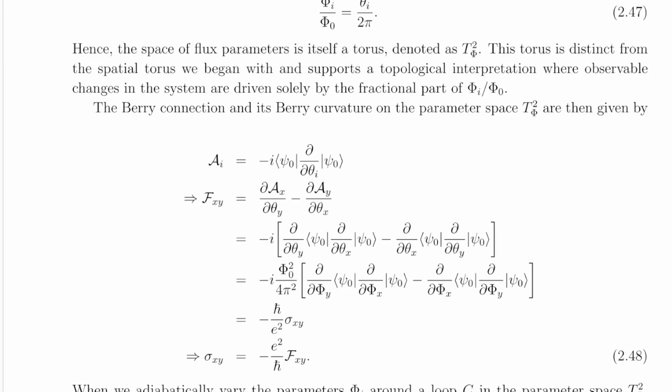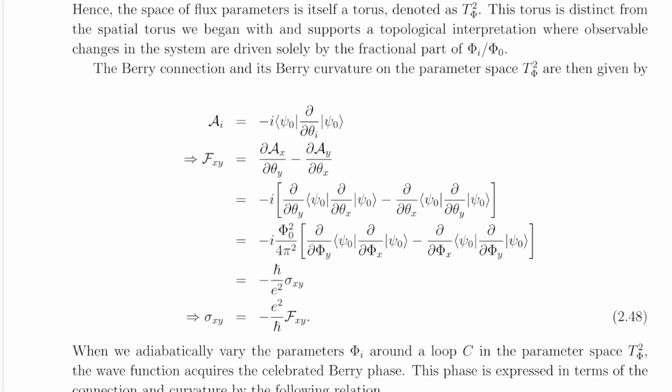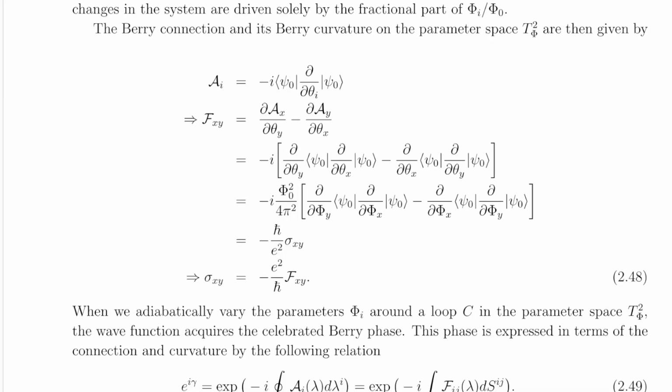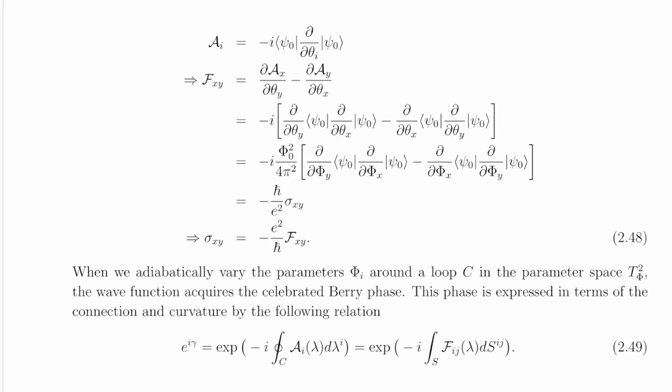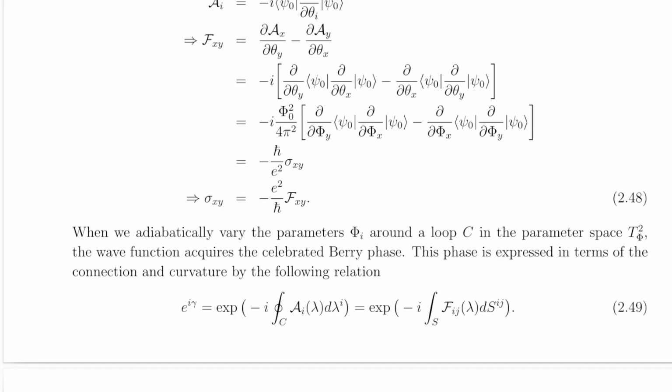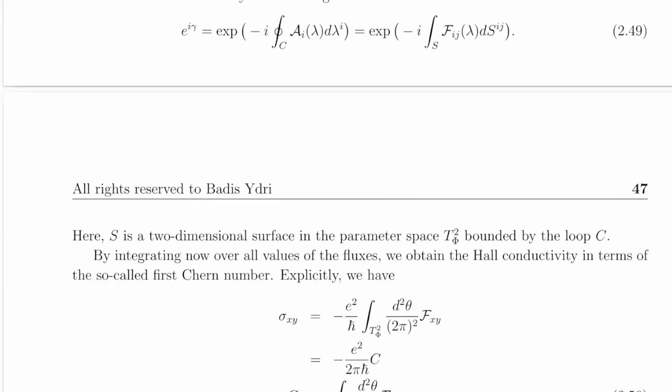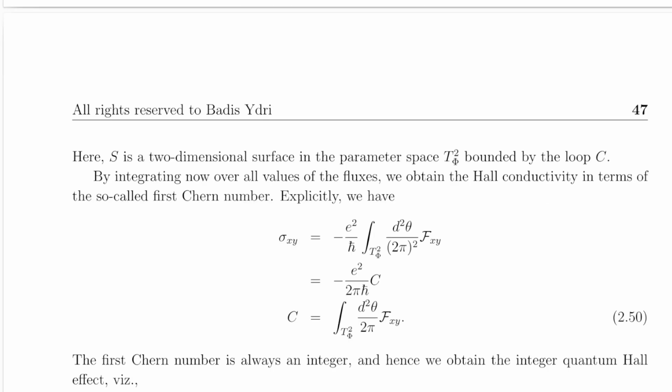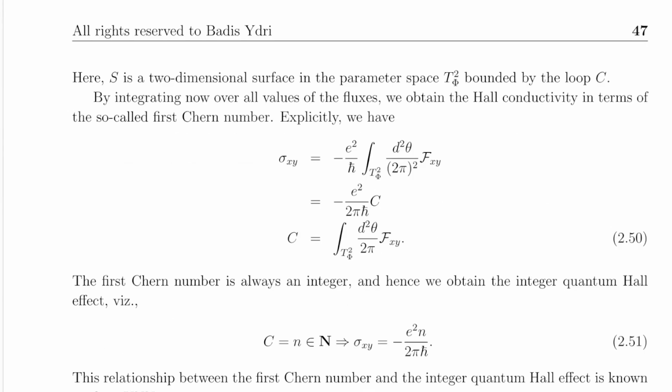The Berry connection and Berry curvature are defined over this flux torus. The Hall conductivity is proportional to the Berry curvature. More precisely, it is proportional to the integral of the Berry curvature over the entire flux space. This integral defines the first Chern number, a quantity that is always an integer. As a result, the Hall conductivity is quantized, reflecting the topological nature of the system.